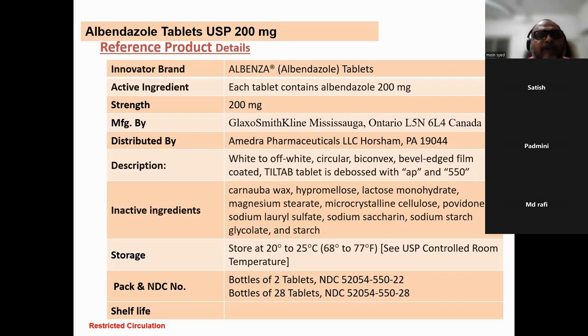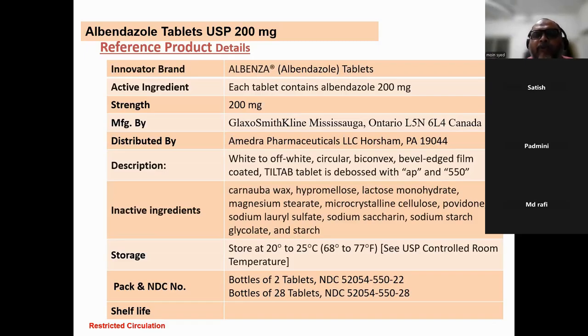In the first 2 to 3 search only, you will get the PIL. Once I complete this presentation, I will show you how we search it. So Albenza tablet is the name of the innovator brand. Of course, the active ingredient, strength is 200 mg, manufactured by GlaxoSmithKline, Mississauga, Ontario, Canada. This is important because you have to have this manufactured by information.